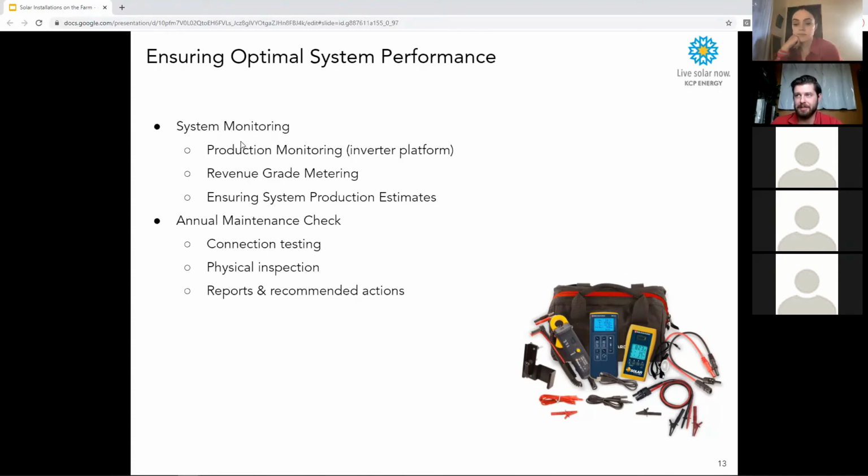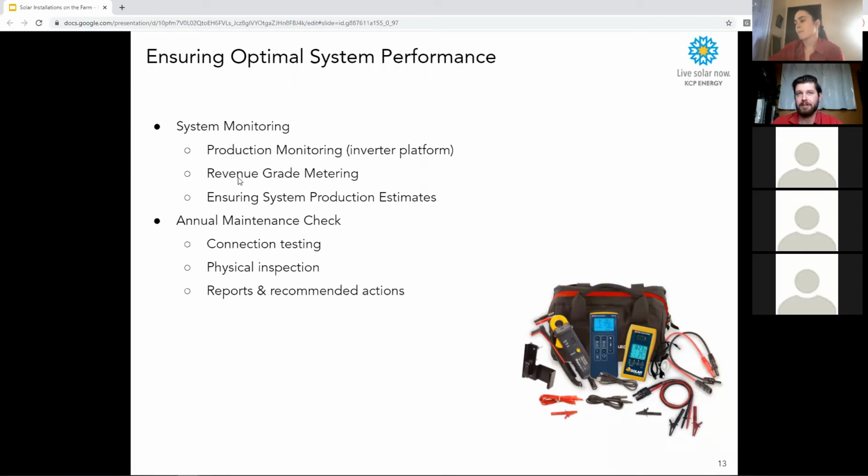The easiest way to see what's happening with the system is through the production monitoring, which every inverter has their own platform where they allow you to sign in on your smartphone or on the computer, and you can actually see live how much energy that system is producing today or yesterday, or throughout the entire life of the system.